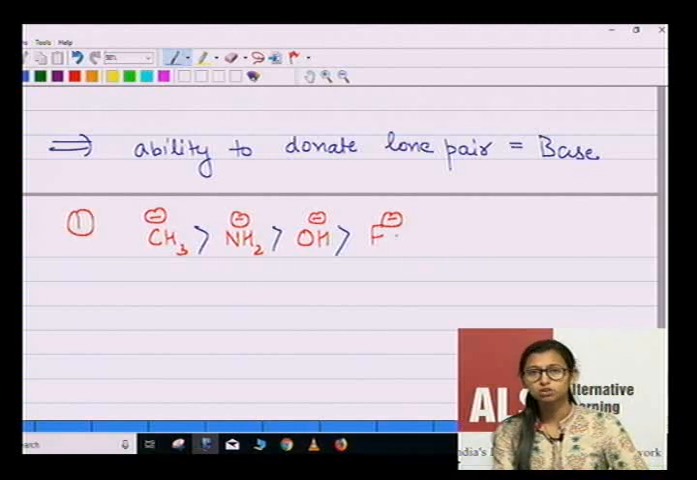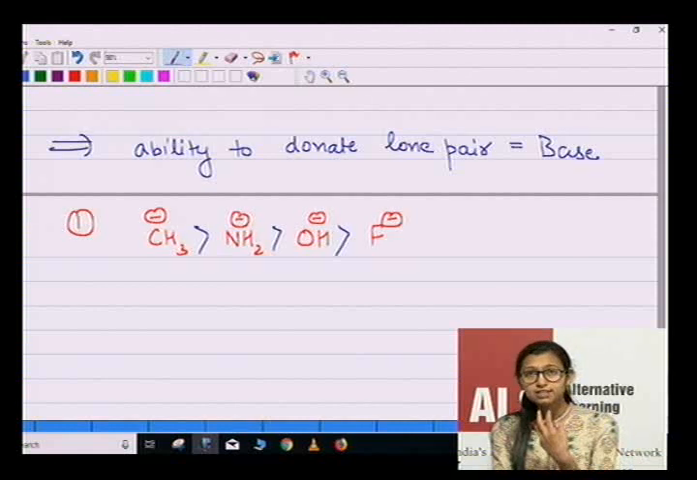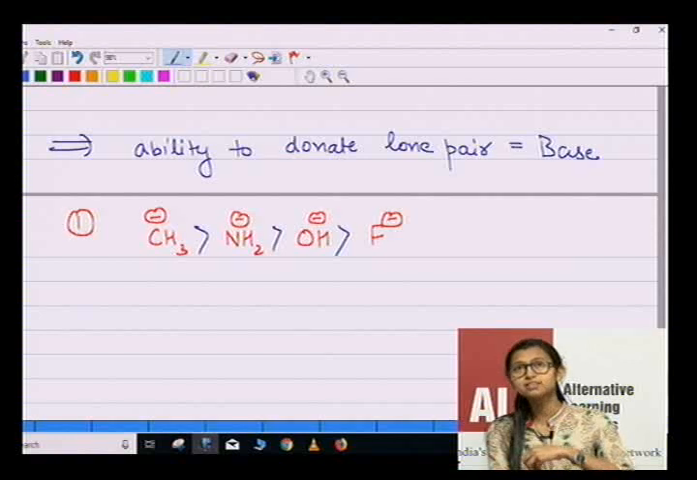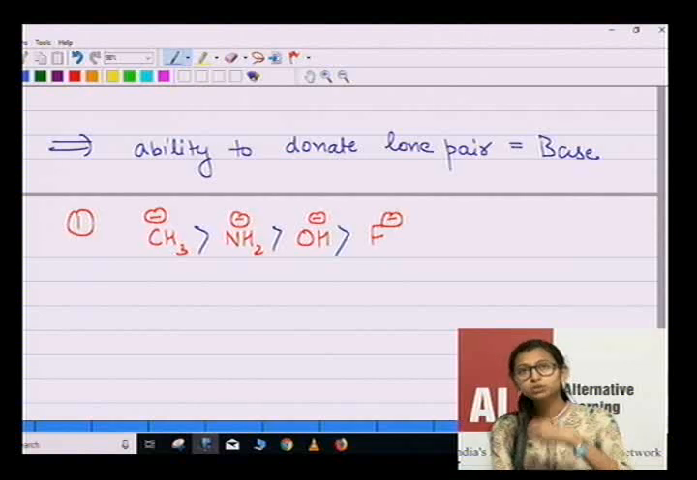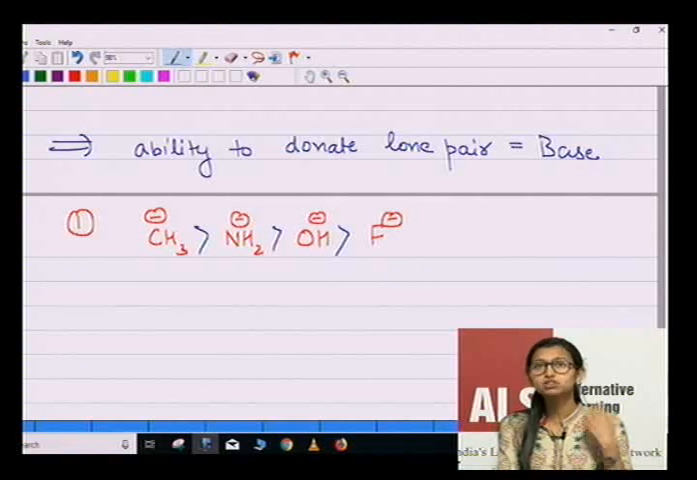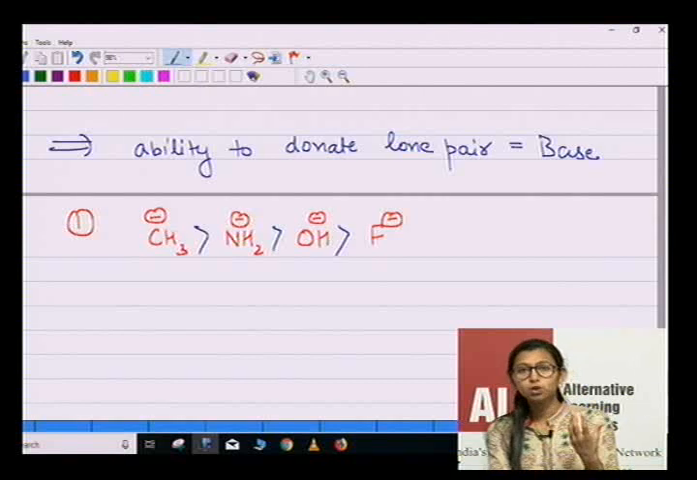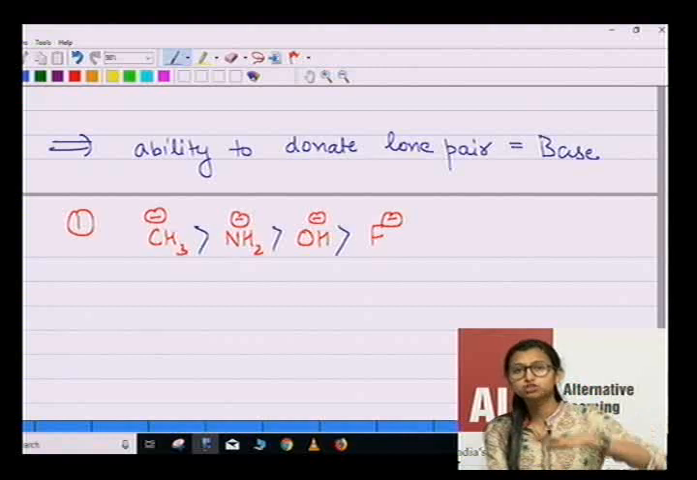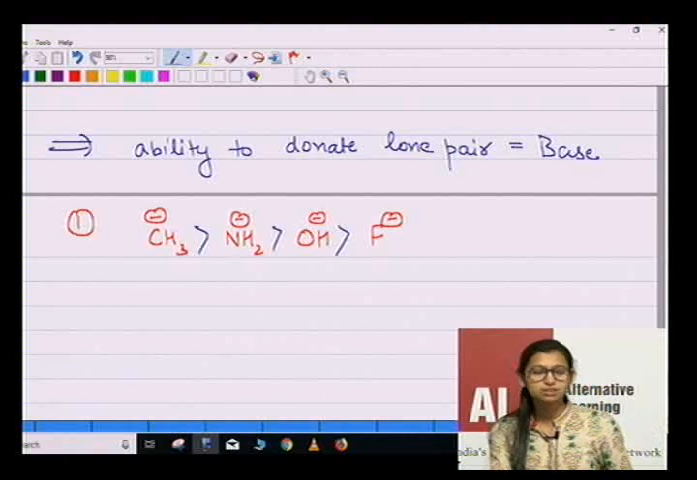Because, see, fluorine has the negative charge. It's an electronegative atom, so the electronegative atom will stabilize the negative charge. It is happy to keep that negative charge. But CH3 is not happy. So what will CH3 say? Wherever it sees the H plus ion, it will give its electron pair to the H plus and act as a base.